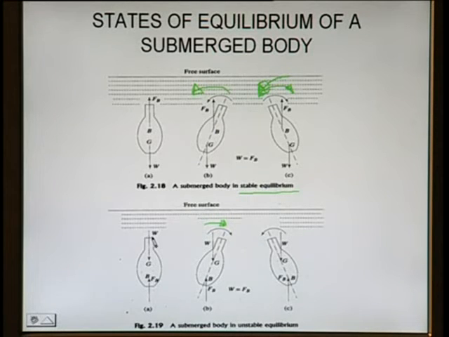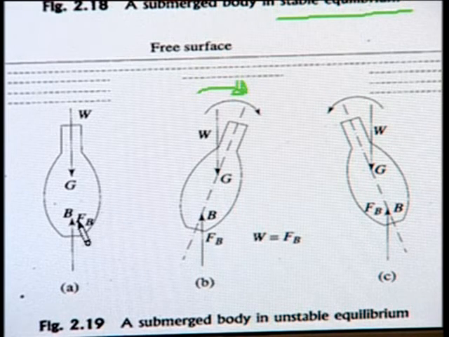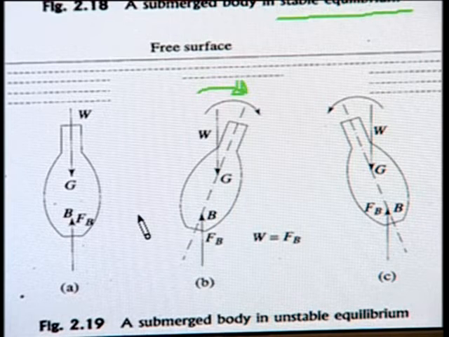In fact, in this case, if this body gets tilted slightly, then a further couple is formed due to the forces being applied through G and B in the same direction, and this body will keep tilting till it takes a new equilibrium position. So that's why this type of body is known as being in an unstable equilibrium condition. When G is lying above B, this body is in unstable equilibrium condition.